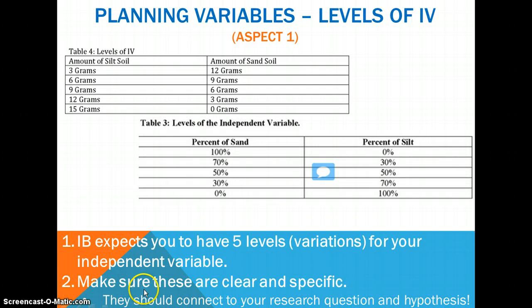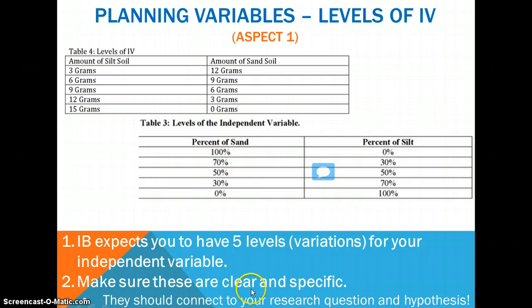The next section is planning the levels of IV. IB expects us to have 5 levels or variation. Look at this. They are varying the amount of silt soil versus sand soil. Do remember that it's fine to do percentages, but do know that that's not going to be something that's easy to execute in your methods and step-by-step description of how you're going to do the experiment. Something like grams or a volume is going to actually describe how you're going to actually get the soil and put it together to make different combinations or variations.